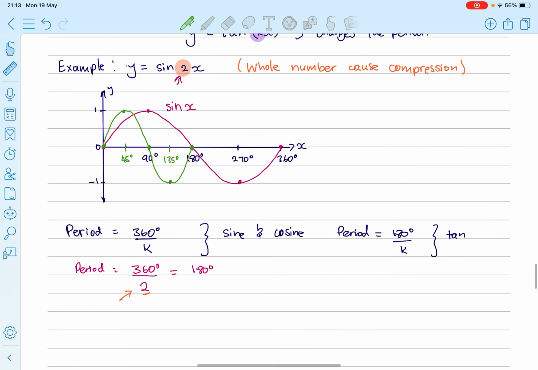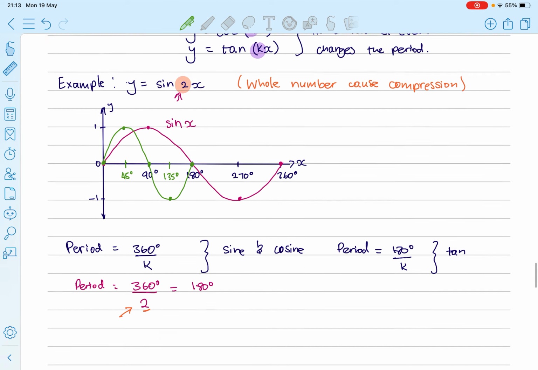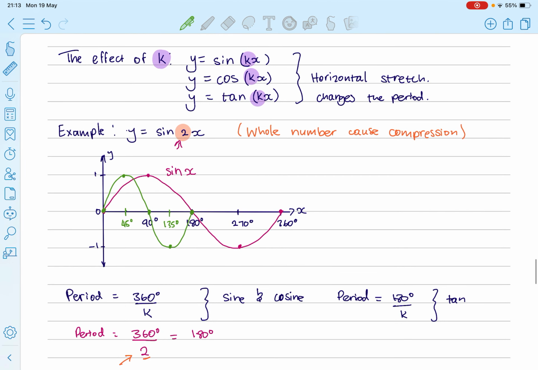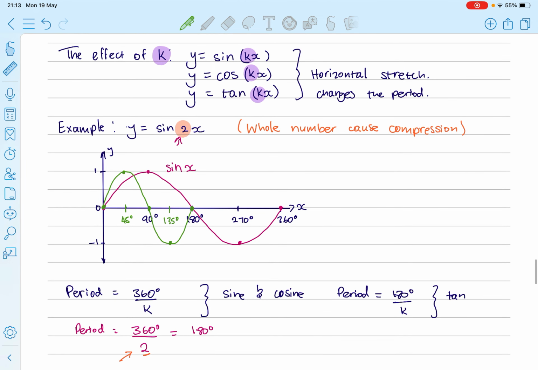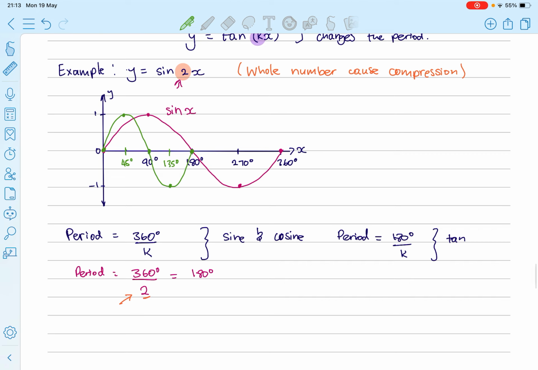So as you can see, like we said, whole numbers for k cause compression, and we can see that our graph has now been compressed. It used to take 360 degrees to complete a period, so to have a complete wave of sine, but now it only takes 180 degrees because our k value is a whole number of 2. So we had to then divide each x coordinate by 2. So this is one example of the effect of k, which changes the period.